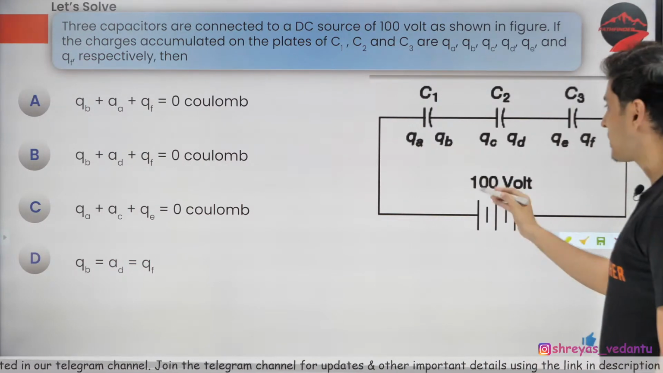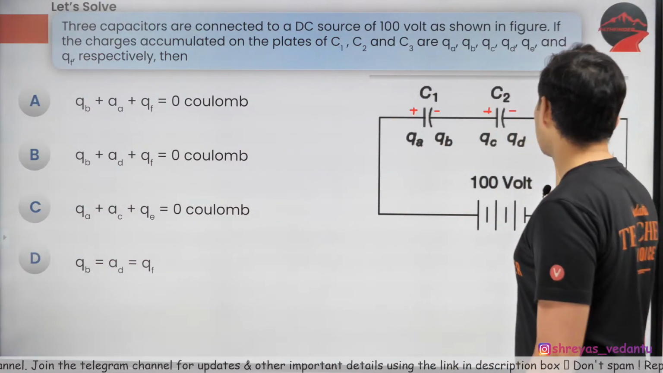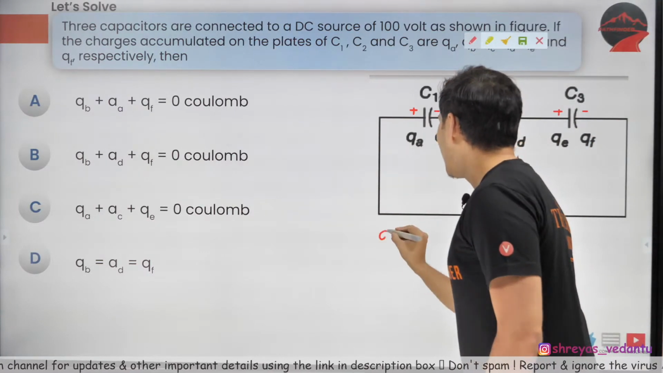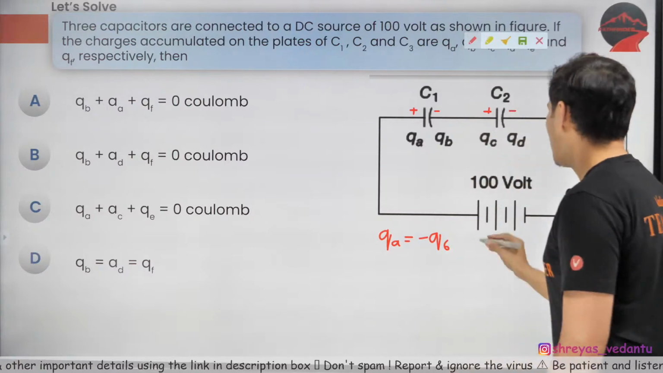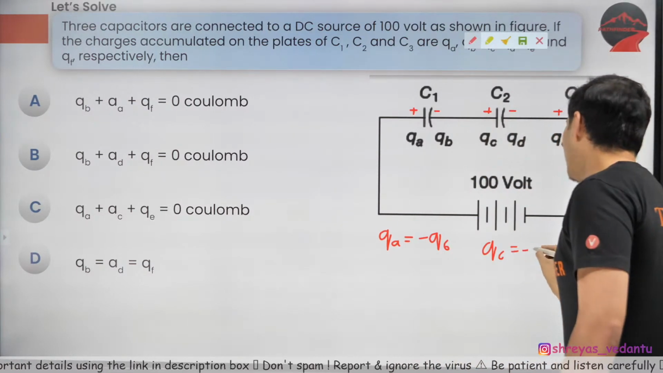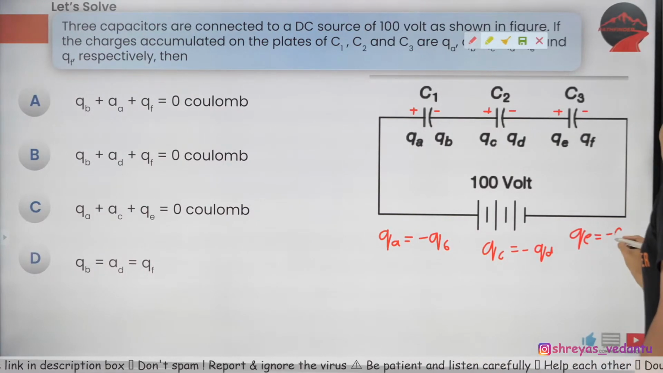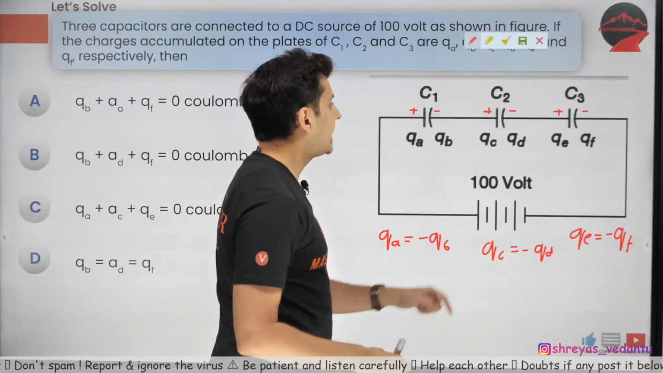Let's figure this out. Okay, see, one thing is clear. If this is positive, this is negative. This is positive, this is negative. This is positive, this is negative. So QA will be negative of QB. And same thing over here, QC will be negative of QD. And same thing over here, QE will be negative of QF.